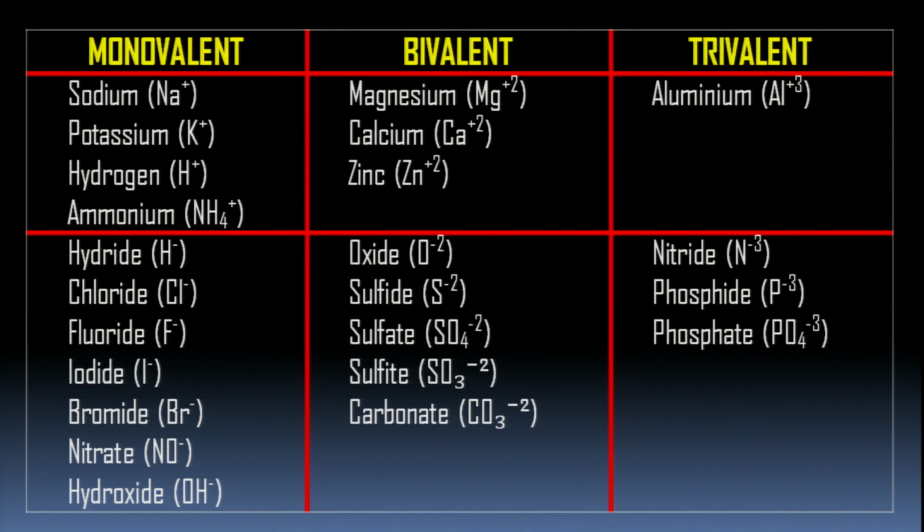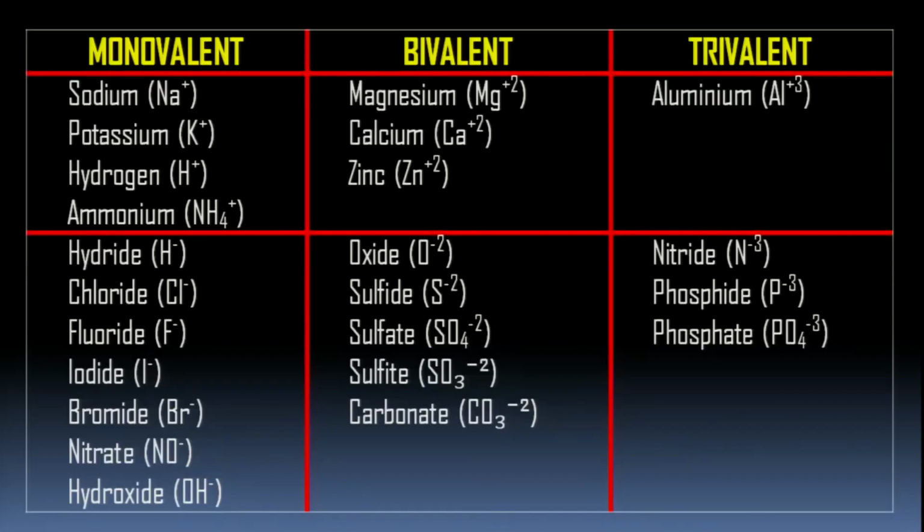Monovalent. Let us go for the positive valencies. Sodium Na+, potassium K+, hydrogen H+, ammonium NH4+. Because we have discussed there are certain groups of atoms that also can have valencies. But negative valencies are hydride H-, chloride Cl-, fluoride F-, iodide I-, bromide Br-, nitrate NO3-, hydroxide OH- as a whole. Then bivalent: magnesium 2+, calcium 2+, zinc 2+.